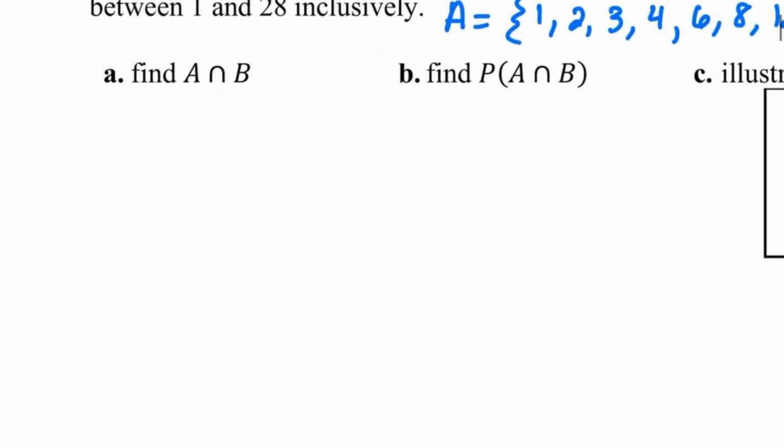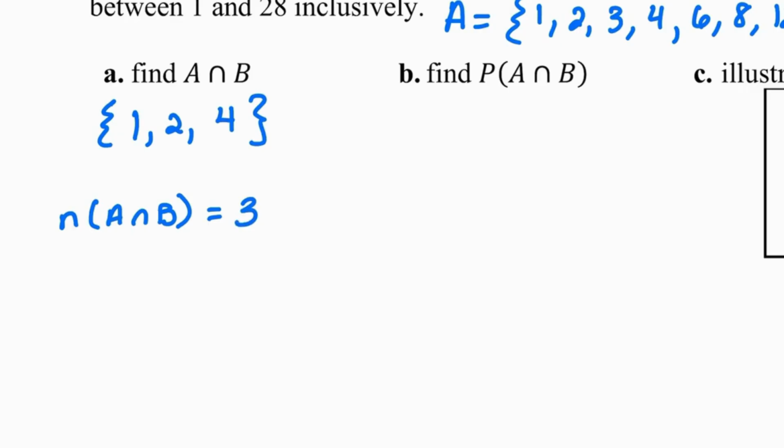So what is part A asking for? It's asking to find A and B, the set of A and B. So we're looking for the numbers that they have in common. So 1, 2, and 4. But what if I wanted to know how many numbers there are in A and B? Well, that's a different notation. The number of items in A and B would be 3. There are 3 numbers that A and B have in common. But finding A and B is listing out everything they have in common.